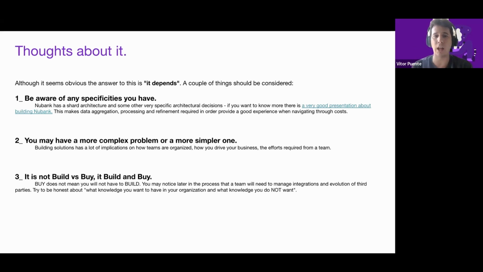This will have a lot of implications in how you drive your business and your teams, and in the effort required not only to build, but let's not forget also to maintain. Every integration, every custom tool, you have to maintain, and this is where the pain starts. So this, Vitor, is more or less the thought that I would like to share.